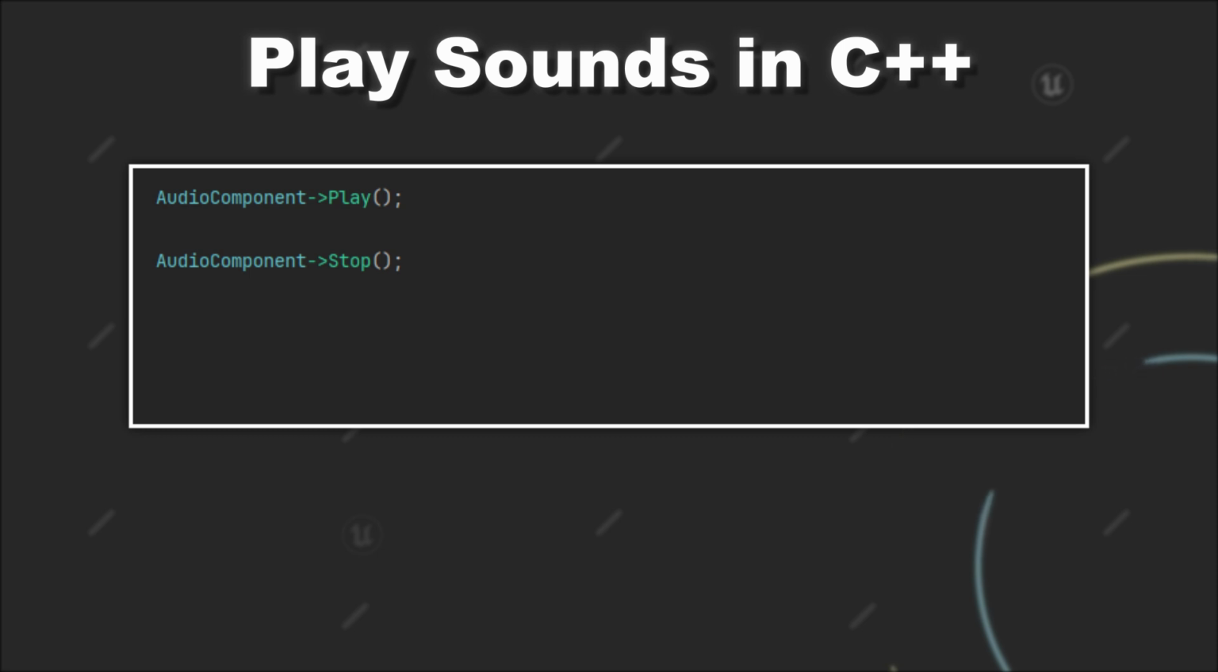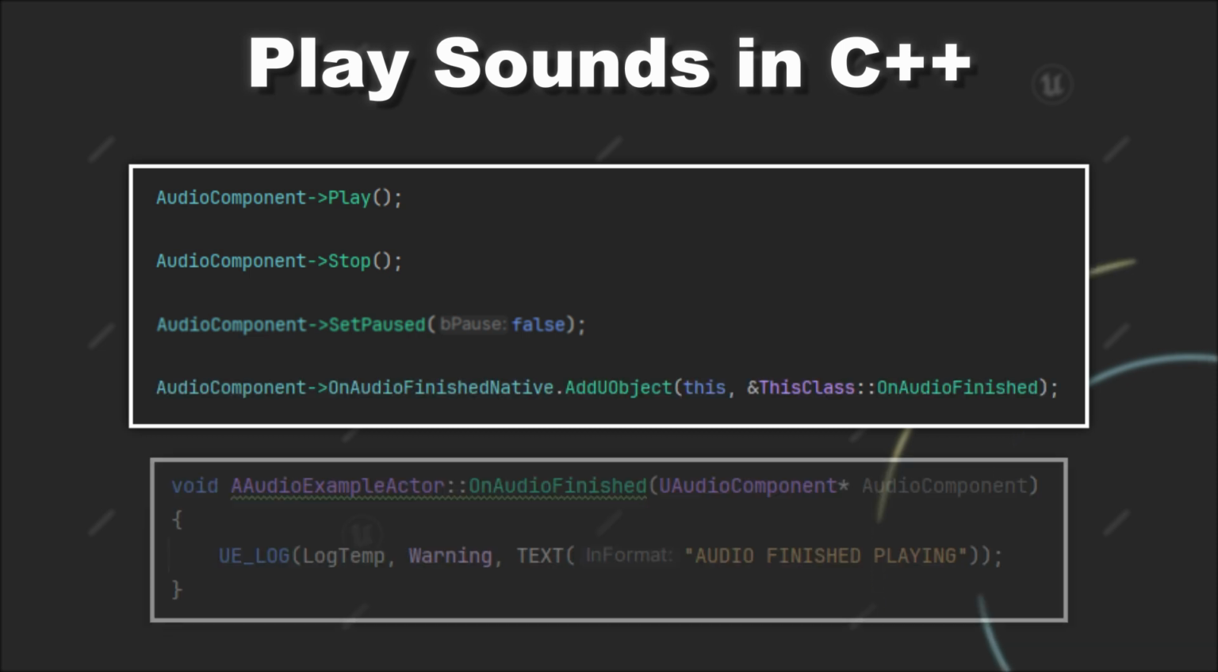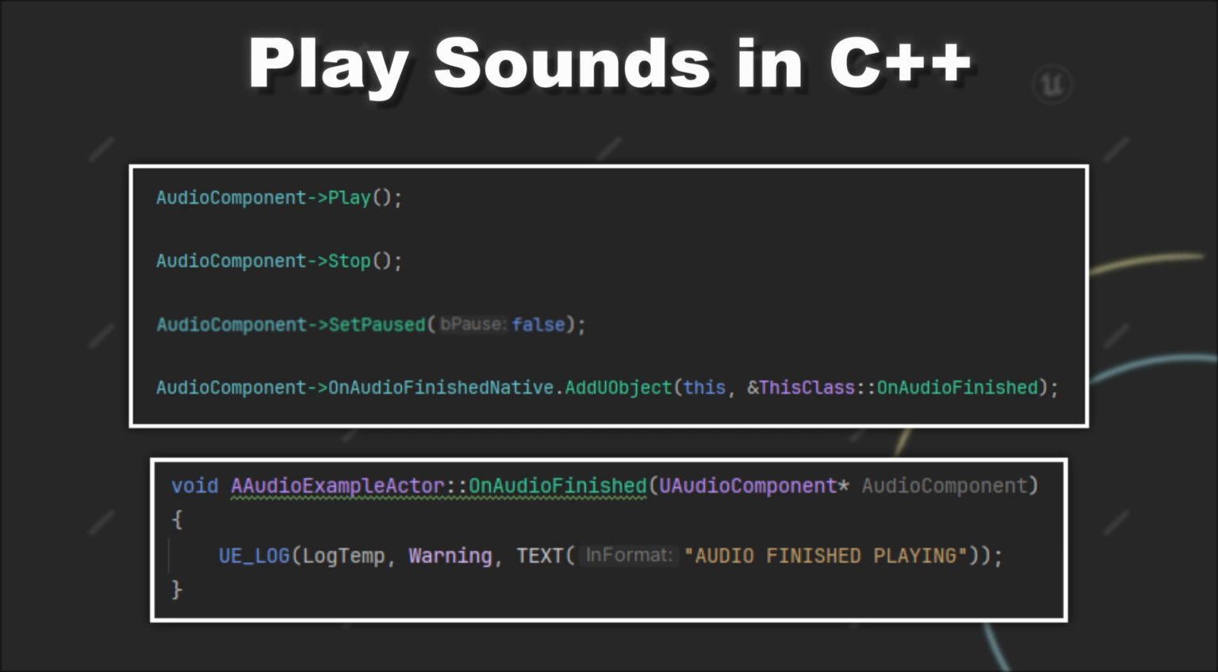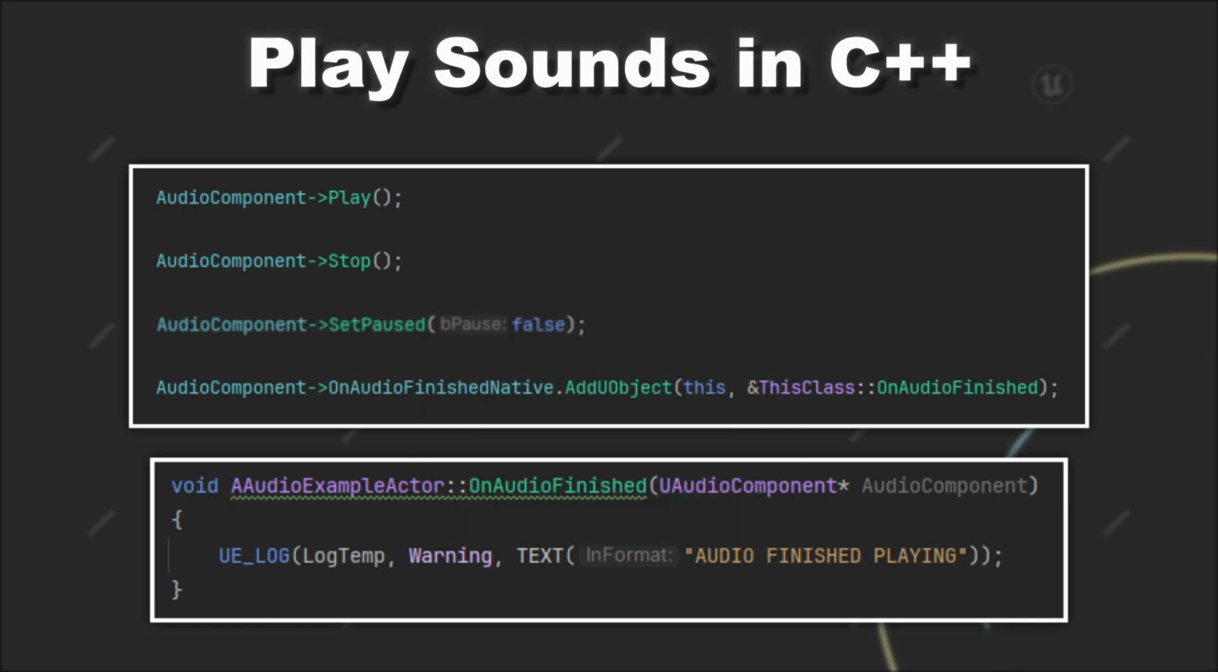It is also possible to pause and resume the playback of your sound. Call audio component SetPaused with true to pause the playback, and call it with false to resume the playback. Additionally, you can bind to the OnAudioFinished delegate to execute functionality once the sound finishes playing or is stopped. For example, this can be useful when you want to play a death sound and destroy the actor after the sound has played.